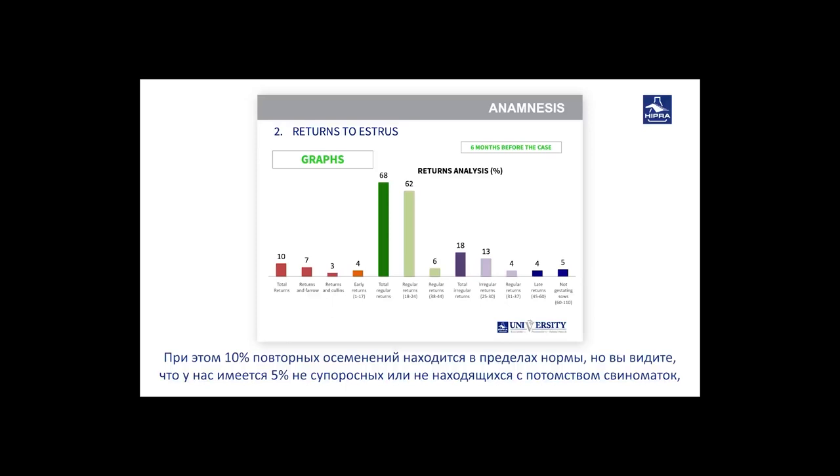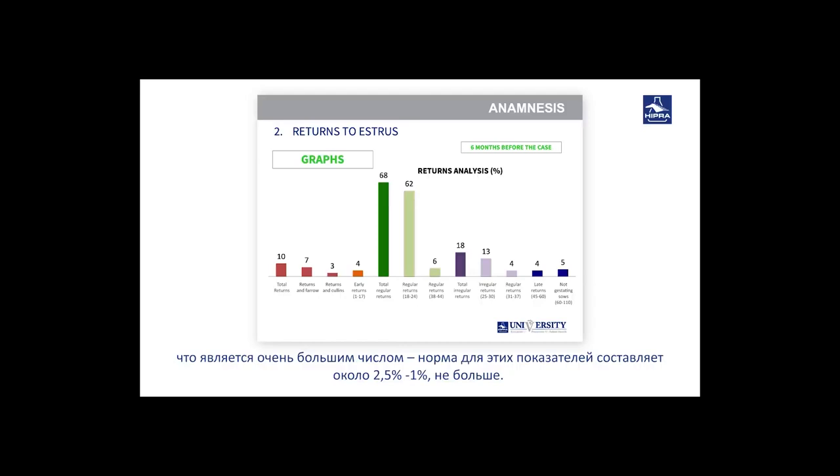Only, if you see, we have 5% of empty or not in peak sows, which is a very, very high number. The target at that point is around 2.5 or 1%, no more than that. And in most of the cases, this is in relation with loss of gestation due to abortions that people don't see properly. So at that point, it's very, very important to control every couple of weeks at least all of the sows, and to check with sonography if you have some doubts about the gestation of a particular sow.